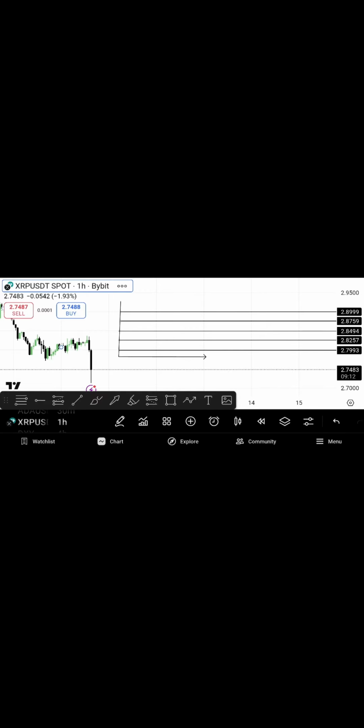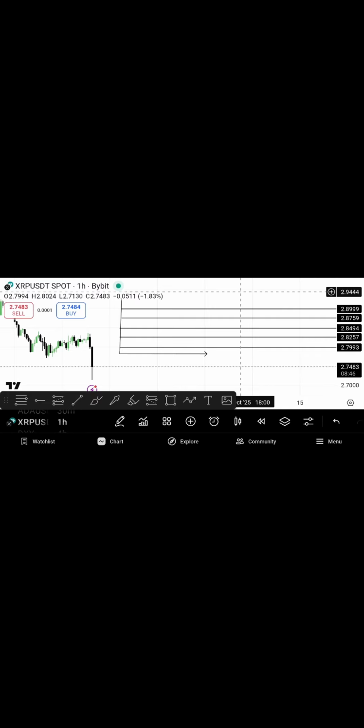Our fifth price is 2.8999, then our fourth price is 2.8759, then our third price is 2.8494, then our second price is 2.8457, then our first price, which starts from 0, is 2.7993. So it shows you that TradingView is moving based on price. This one is our first price, then our second price, then our third price, then our fourth price, then our fifth price.